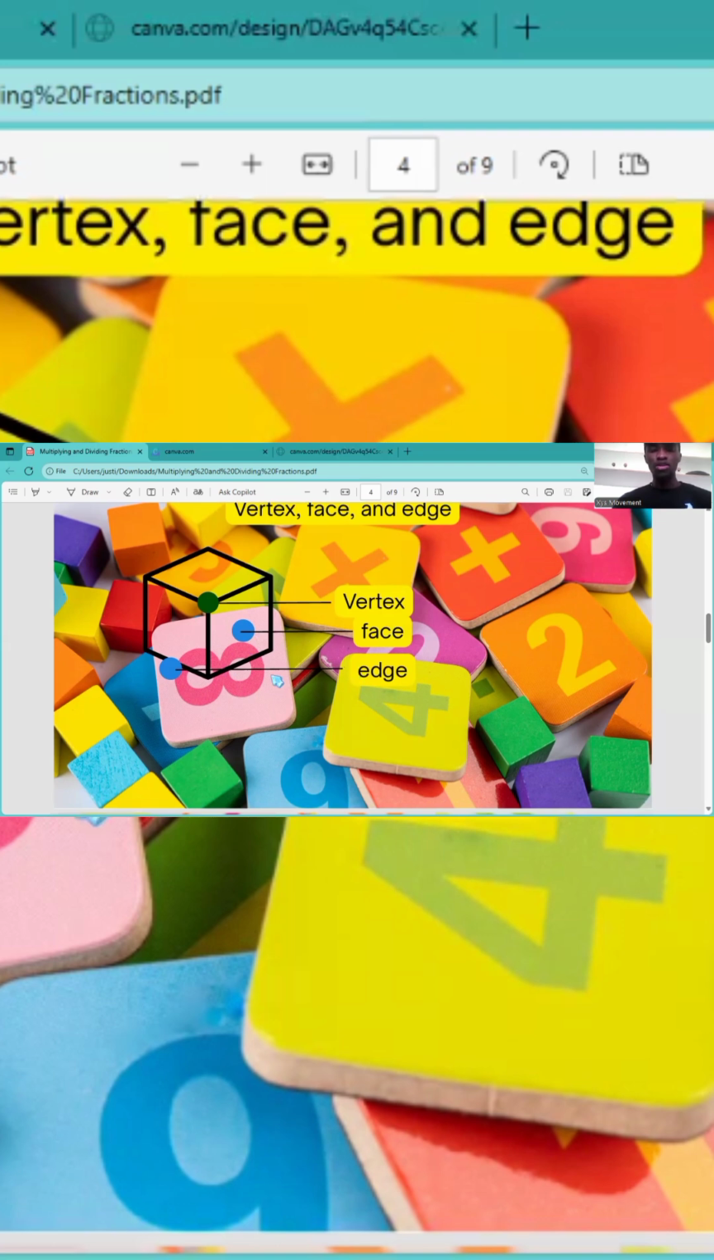What is the edge of the shape? The edge of the shape is like the sides of a shape, the lines that build up the shape. How many edges does this cube have? It's 1, 2, 3, 4, 5, 6, 7, 8, 9, 10 at the back, 11 at the back, and 12.